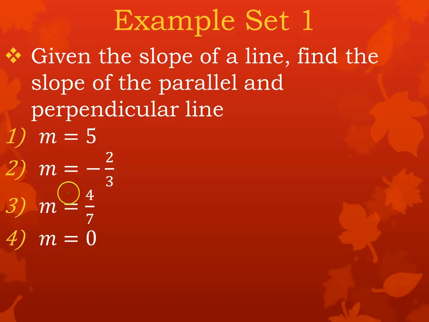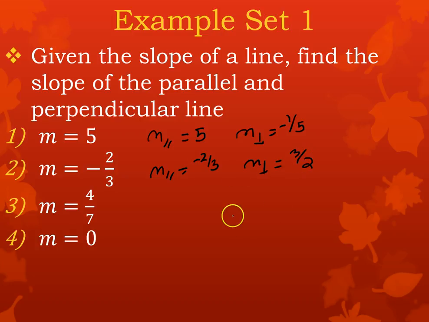So, these are my three slopes. I want to write the slopes that are parallel and perpendicular to this given line. So, parallel would be 5 for the first one, and perpendicular would be -1/5. For this line, parallel would be -2/3. Perpendicular, we flip it, 3/2, change from negative to positive. For this line, parallel is 4/7. And then this one, again, I flip it, so it's 7/4, and I make it negative.